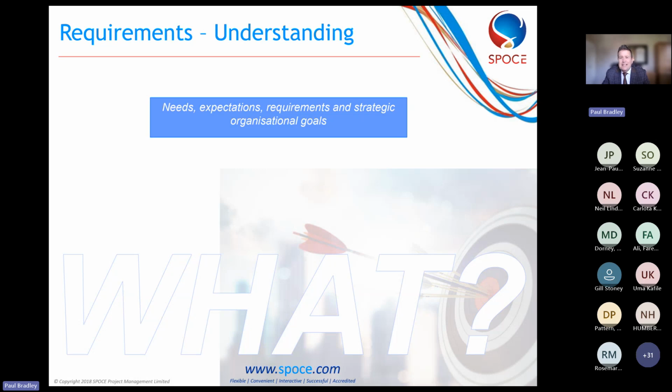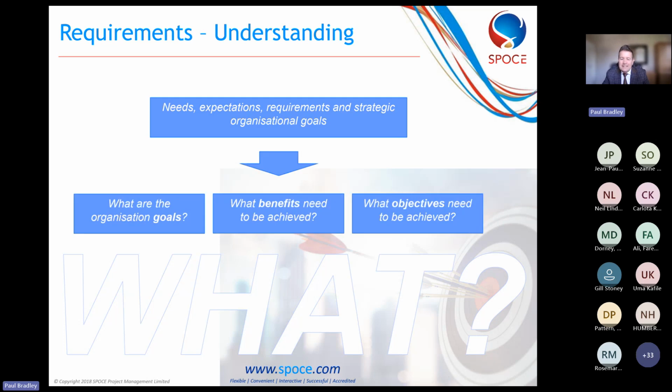So strategy will set our way forward for the organisation, and then it's up to a layer such as portfolio management that will be looking to align our projects, our change initiatives, with those overall strategic goals. And we need to understand what those goals are, and as I say, it's portfolio management or a strategic layer that will align our goals with the organisation.